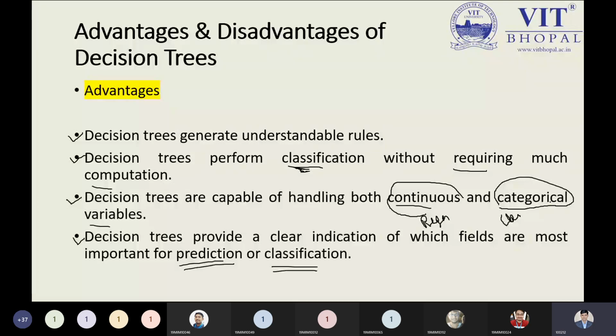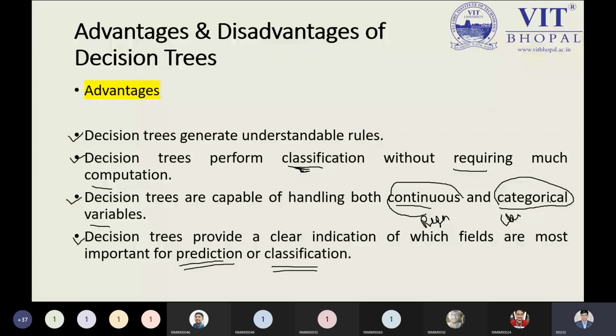Decision trees perform classification without requiring much computation, of course. In classification, you need not write long code or many things. It just identifies the information based on its filter way. What is the filter way? Based on something like linear or non-linear, we filter, and according to that, we jump to those parts which are required for our problem or our solution.